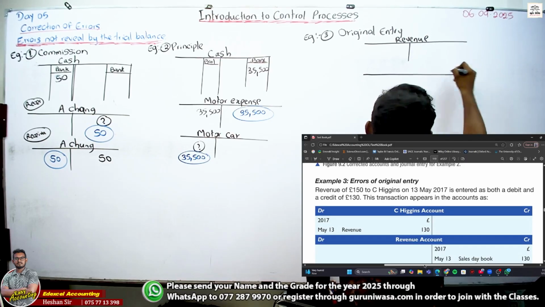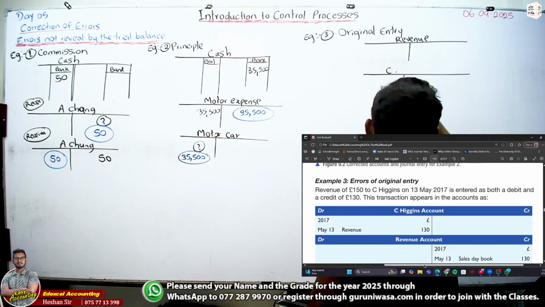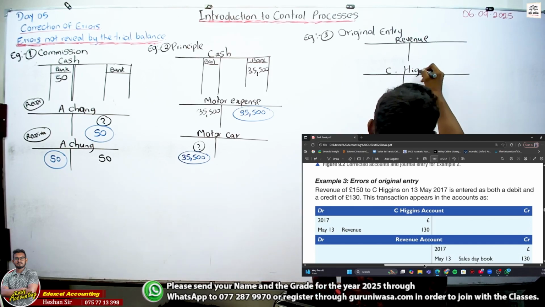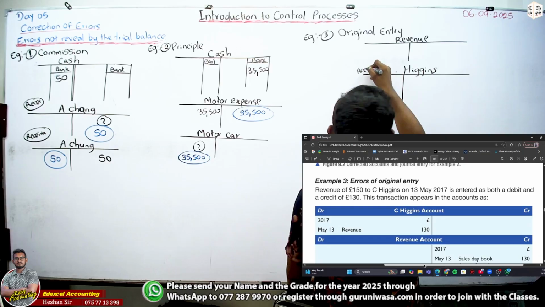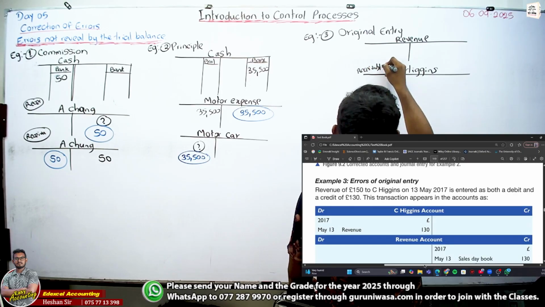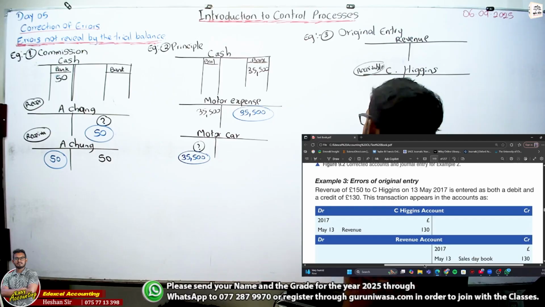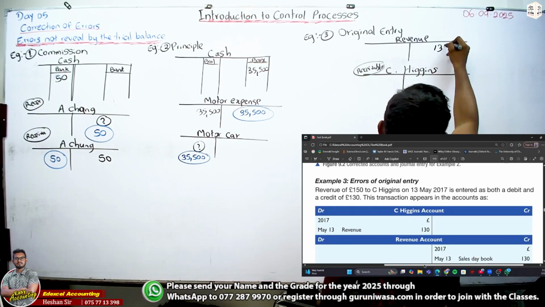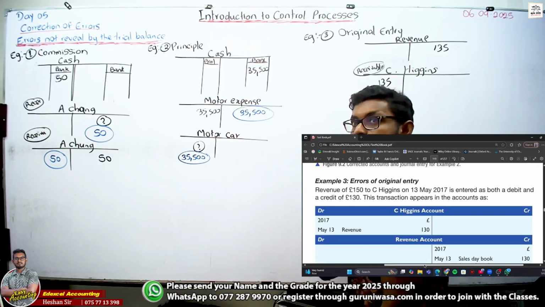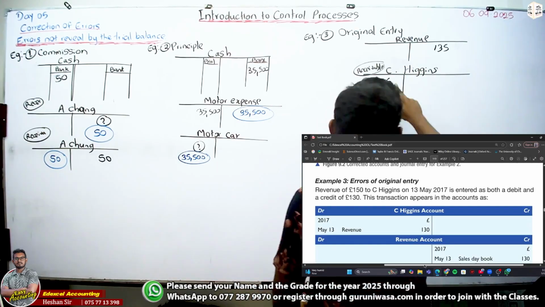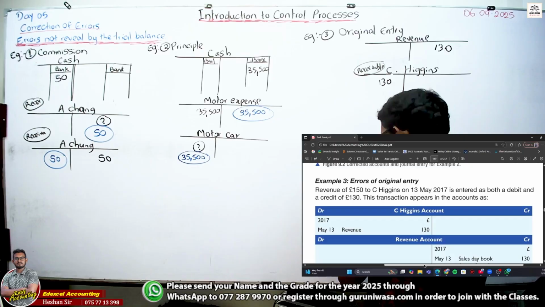and C Hygiene is a receivable. The actual value, because it's a credit sale, is 150, but we recorded it as 130. There's a 20,000 deficit, right?